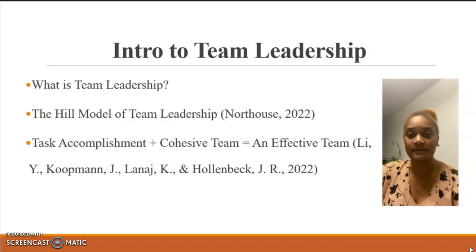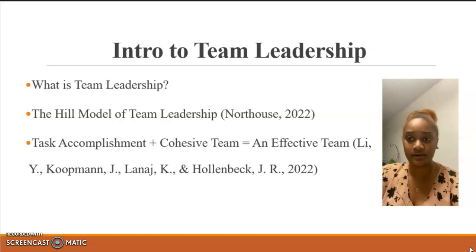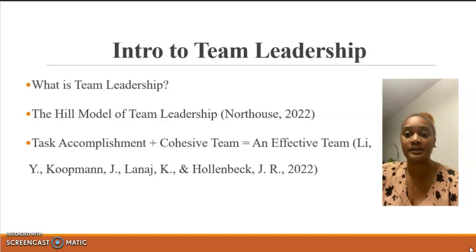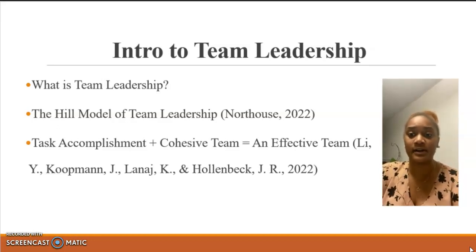Team leadership can be defined as the management of a group of people brought together to work to achieve a common goal. Effective team leadership encourages team success and helps teams to avoid failure. The Hill model of team leadership highlights the desired outcomes of teamwork as a result of excellence. This model starts with leadership decisions, then internal and external leadership actions, and ends with the outcome of overall effectiveness.